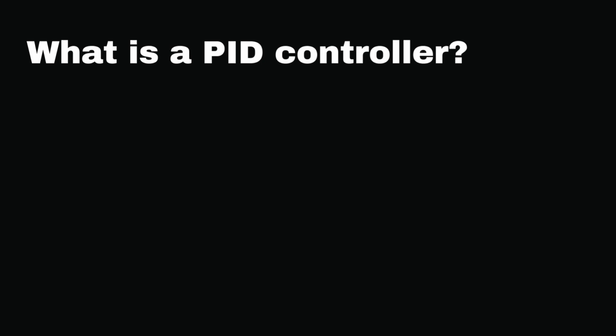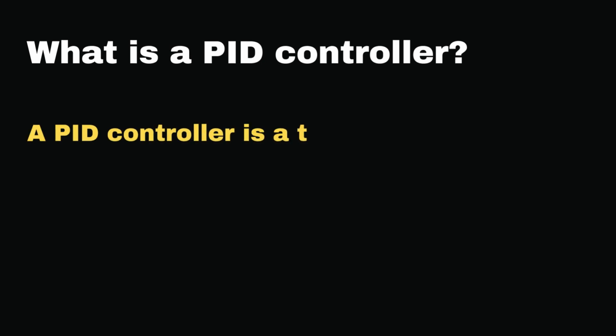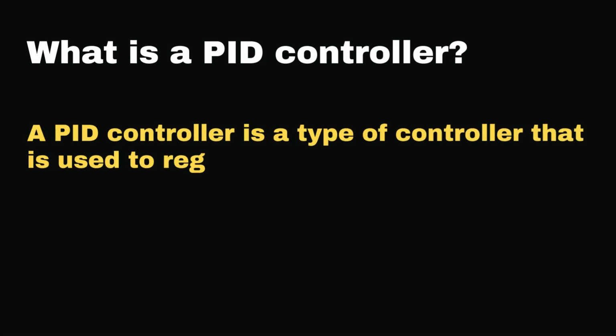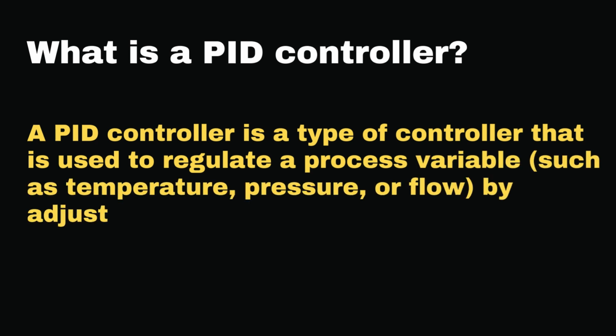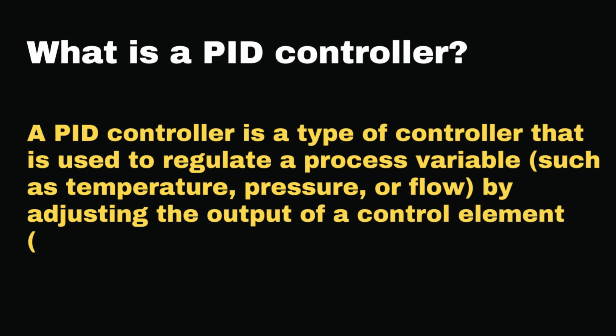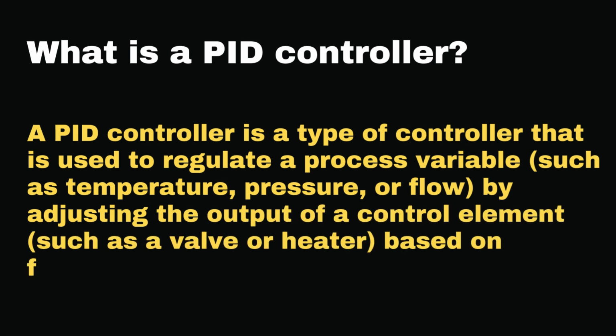What is a PID controller? A PID controller is a type of controller that is used to regulate a process variable, such as temperature, pressure, or flow by adjusting the output of a control element such as a valve or heater based on feedback from sensors.